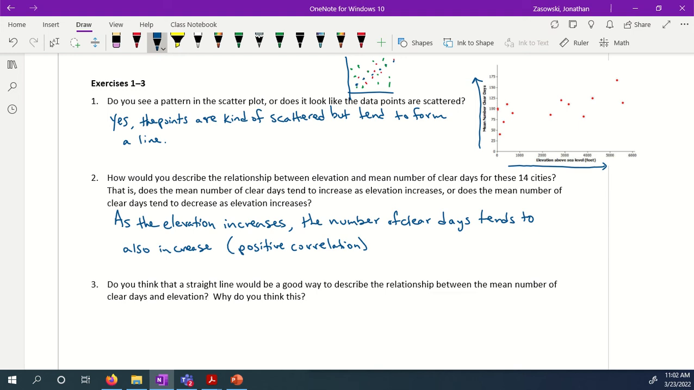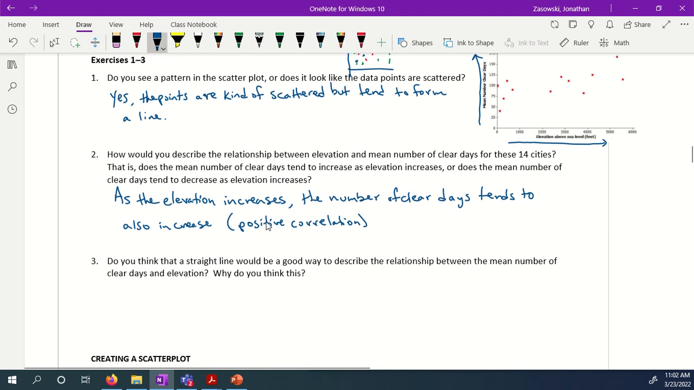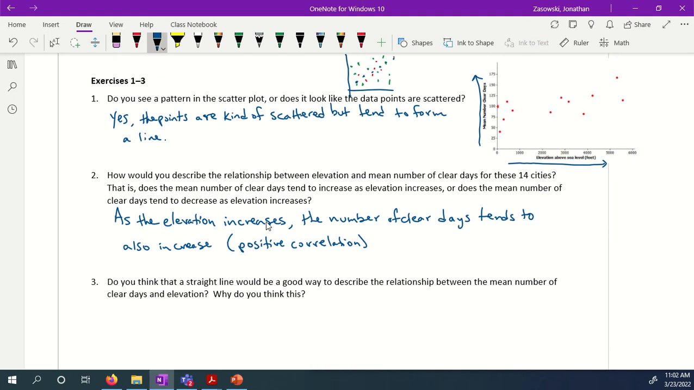Okay. So do you think that a straight line would be a good way to represent this data? If I could just take a straight line and place it somewhere in the middle, does it look like it models that data pretty well? And I would say, yes, it sort of does. Those points sort of tend to form a line when you graph them. Okay, so yes.